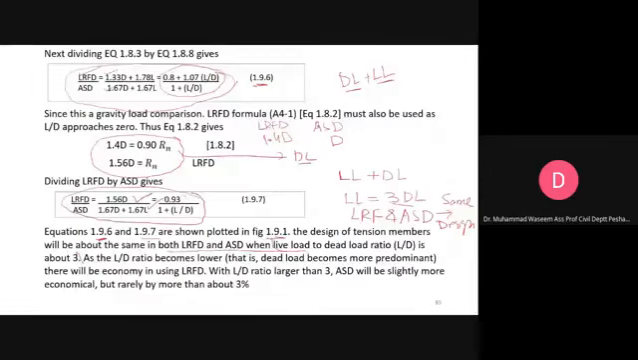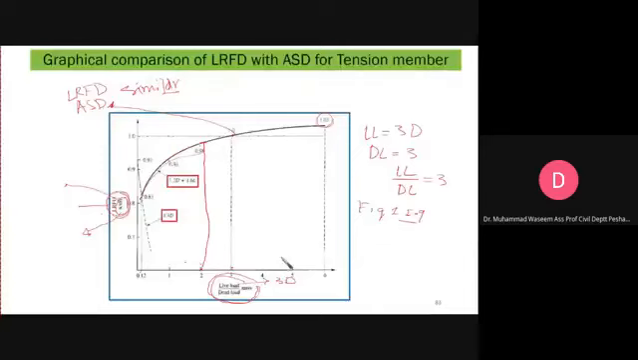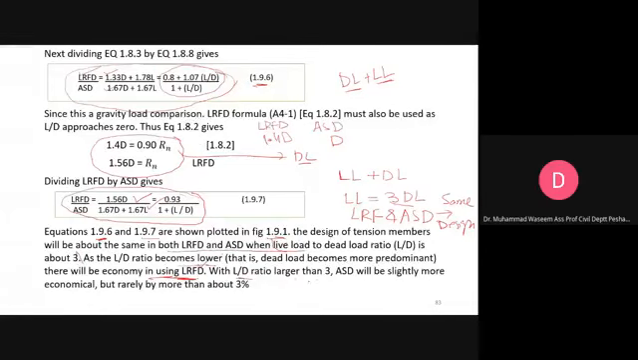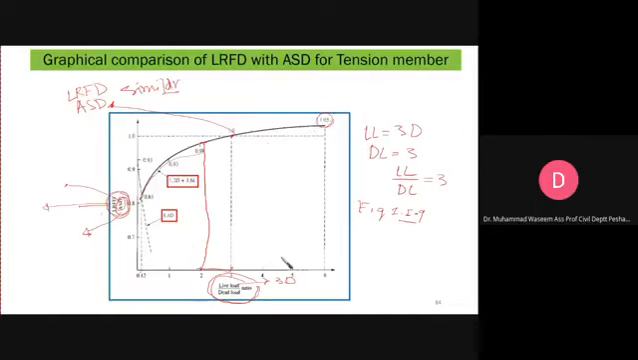As the live load to dead load ratio becomes low, that is, as dead load becomes more prominent, there will be economy using LRFD. If this ratio is less than 3, the member you design with LRFD will be economical as compared to designing with ASD. If this ratio is equal to 1, LRFD and ASD will give you similar economy. With a live to dead load ratio larger than 3, ASD will slightly give you more economy than LRFD, but it is not that much, about 3%. This is demonstrated here, 3%. In this range, ASD will be economical.